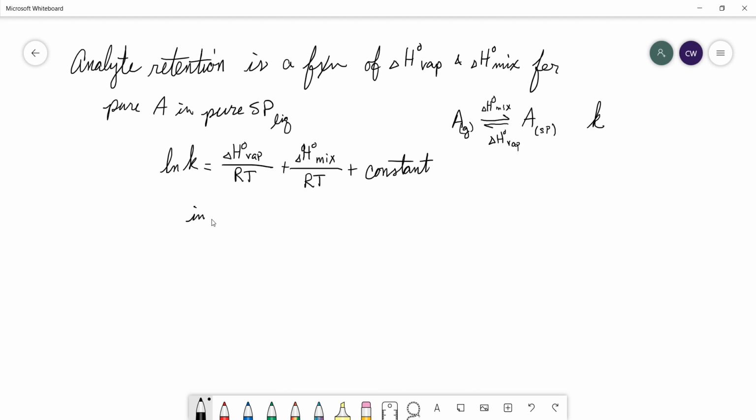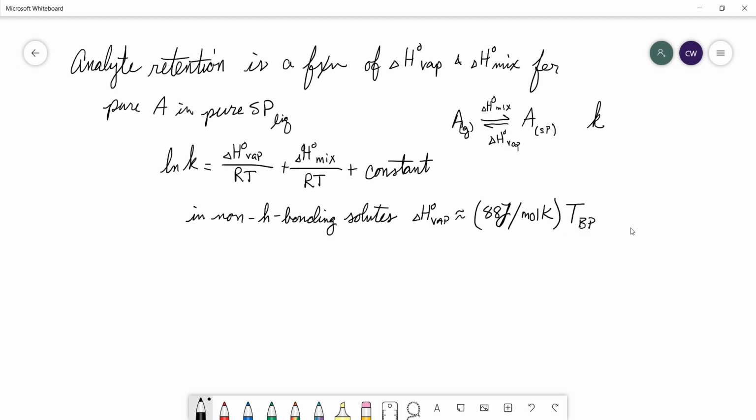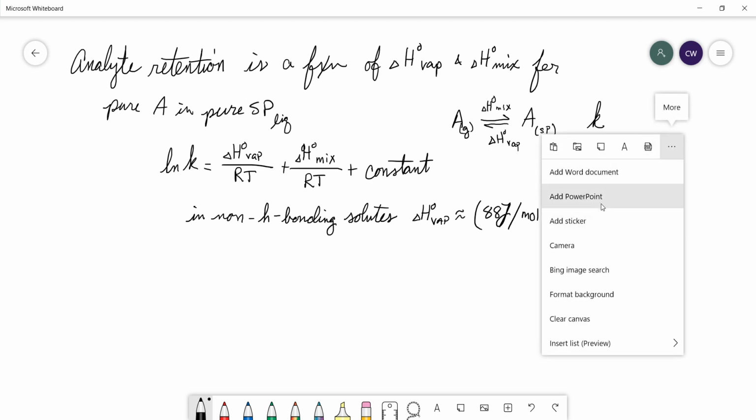And in non-hydrogen bonding solutes, because hydrogen bonding throws this off, the enthalpy of vaporization, when it isn't known, can be estimated as about 88 joules per mole per Kelvin times the boiling point, again in Kelvin. So that allows us to adjust this.